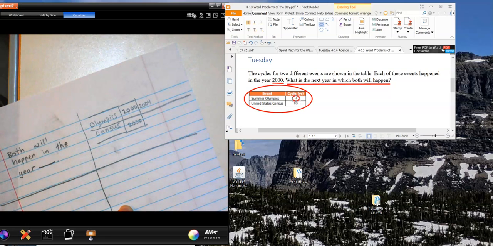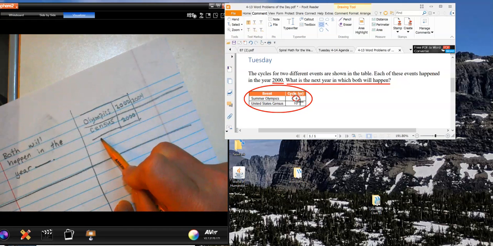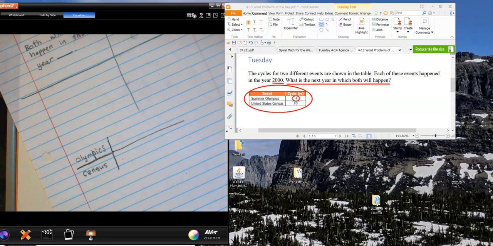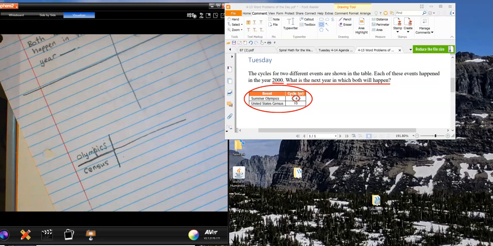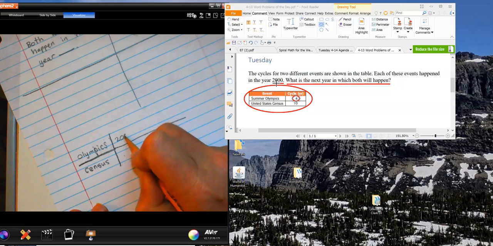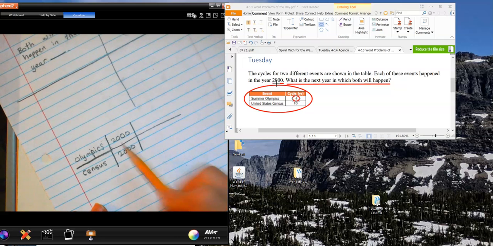And I'm already a little worried that I may not have enough room on my table here to fit everything. So what I'm going to do is I'm going to cross this out really quick. I'm going to pause the video and redraw this so it's a little bit easier for me to fit everything. Okay, I redid my table so I have a little bit more room this time. But I'm going to go back and look at Olympics, and on my chart it says it happens every 4 years, and they both happen in the year 2000. So both the Olympics and the census, I'll start with happening in the year 2000. And then I'll move forward on my chart until I get to the same year for both events.